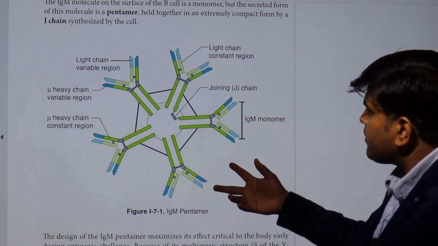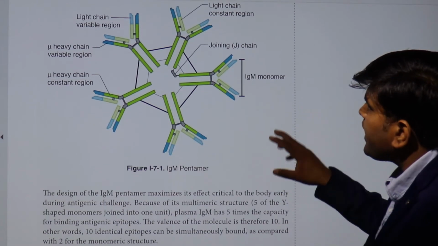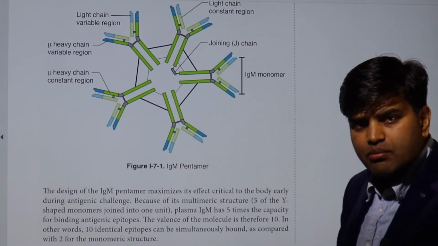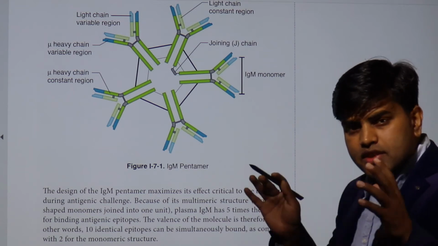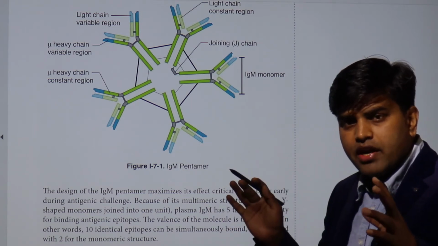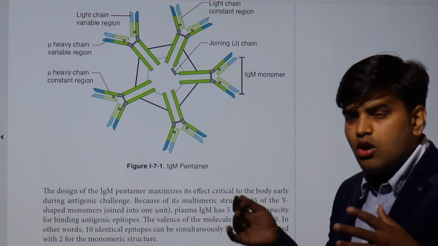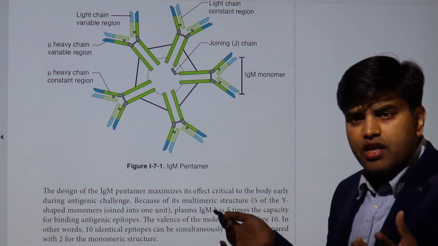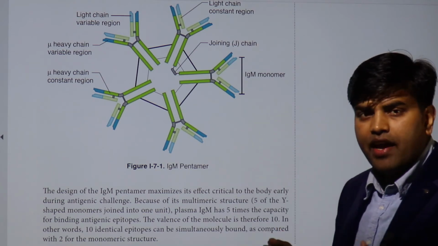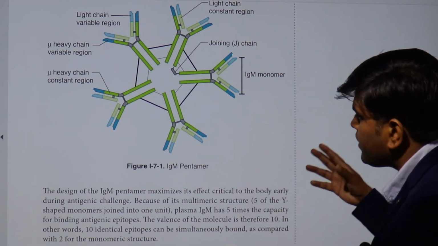So there will be a valency of 10, and one more thing, their affinity is decreased, meaning their ability to bind to the antigen is less, but since they are pentamer, they can bind 10 times or say 5 times more than the normal immunoglobulin like immunoglobulin G, and this has the higher avidity. So we'll talk about the affinity and avidity.